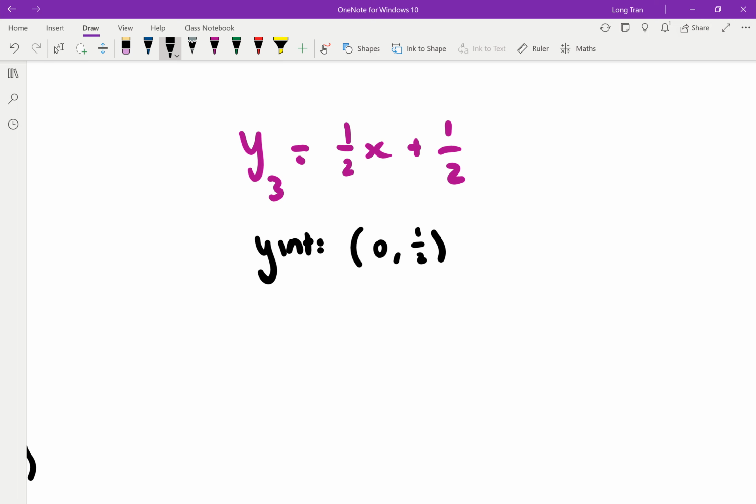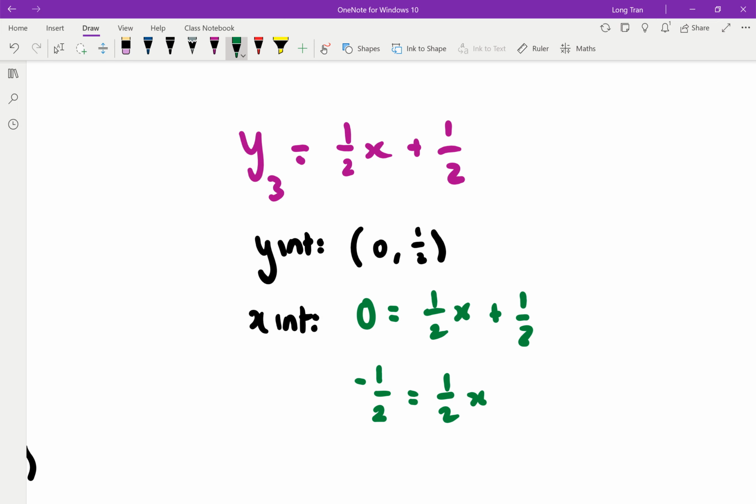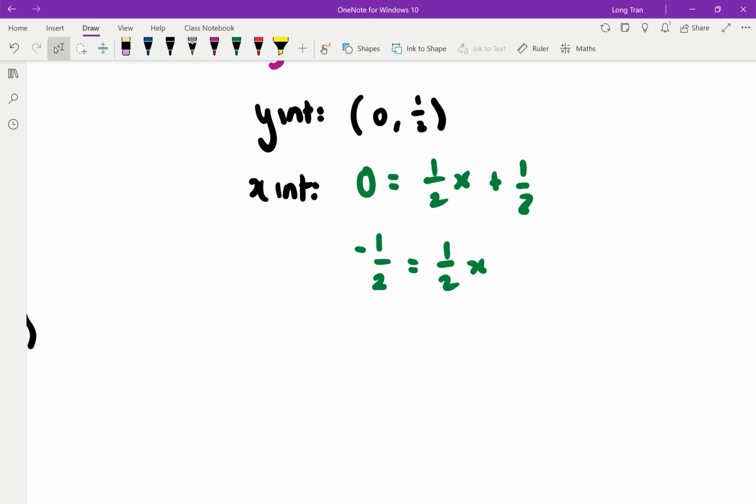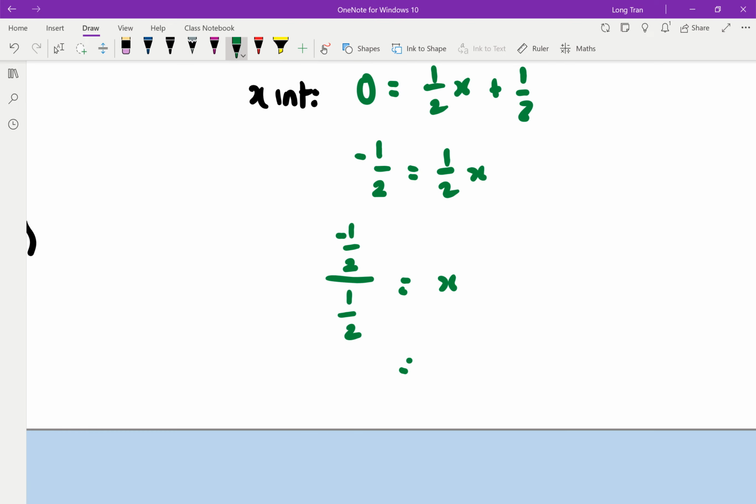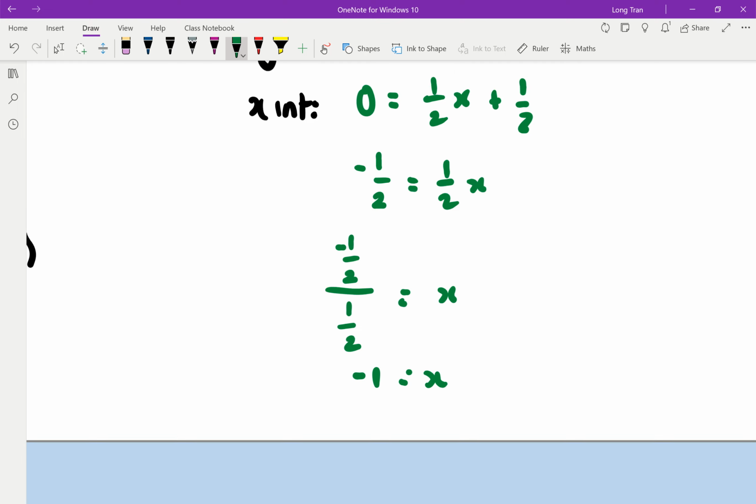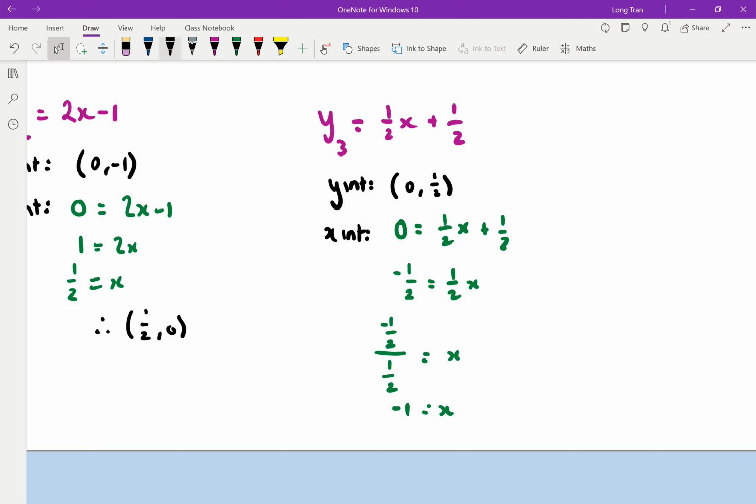Wait, is it convenient? Actually, I don't know. And then the x-intercept is when y is equal to 0. I realize I haven't done something. I'll explain what I haven't done later. Solving for x: negative half is equal to half x. And then here, depending on your fraction skills, divide both sides by half. So negative half divided by half equals x. And how many halves fit in a half? 1. But since it's a negative, it's negative 1. So it depends on how good your fractions are at that point. But that tells me my x-intercept is at (-1, 0).